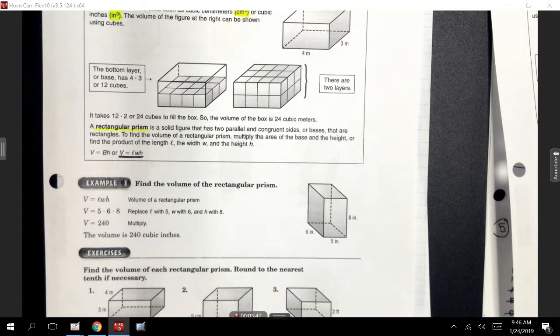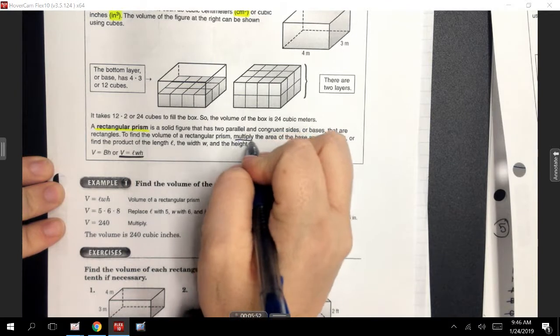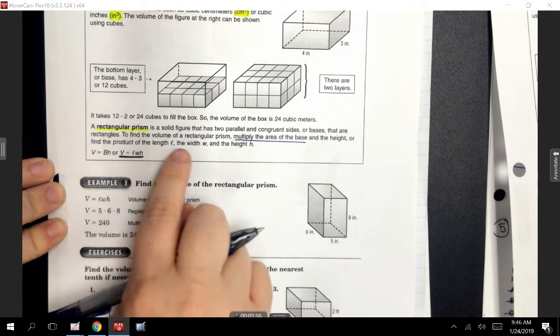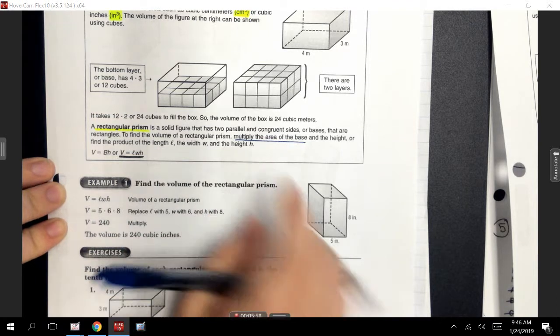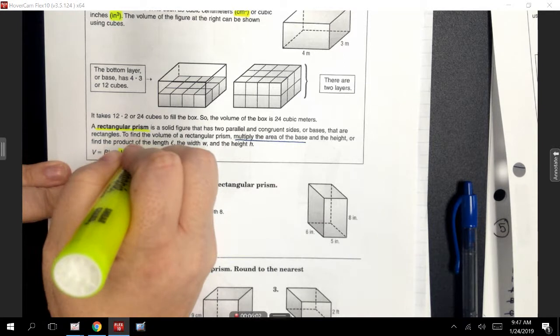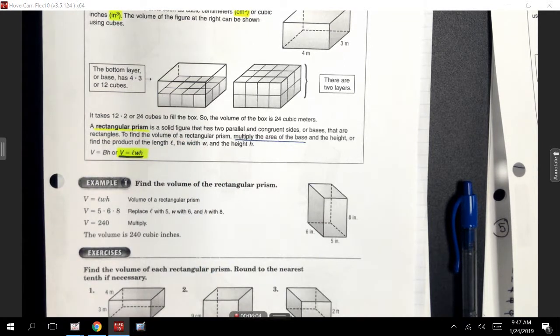So do you see how it gives me two different ways to work it? It says I can multiply the area of the base and the height, or I can do the length times the width times the height. You'll see right down here I've underlined this V equals LWH. That's what we learned in the 6th grade, which is fine and dandy because y'all are in the 6th grade, right? But at the end of the day, is 6th grade where you stop? No. So I want to talk about this other measurement.